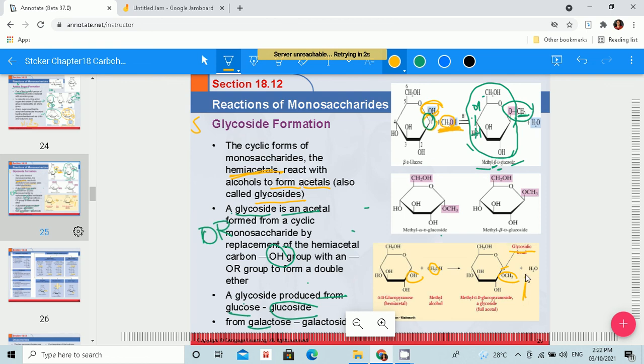So, it is a bond that links our glucose and our alcohol. Okay, so that is our glycosidic bond. It's a link that forms glycoside. Okay, so maka-form na siya glycoside. So that is the glycosidic bond. Ang bond. Okay.